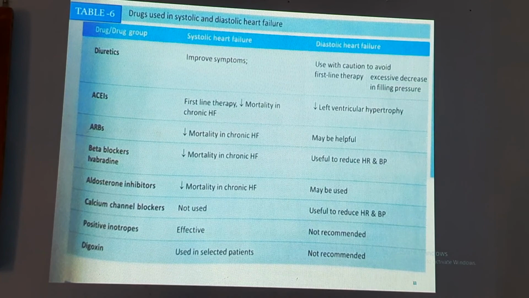Calcium channel blockers are not used in systolic heart failure. Remember, they are avoided in systolic heart failure, while they are useful in diastolic heart failure to reduce heart rate and blood pressure. Positive inotropes are effective in systolic heart failure, but not recommended in diastolic heart failure. Digoxin is used in selected patients with systolic heart failure, but it should not be used in diastolic heart failure.